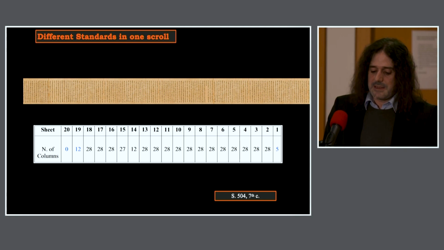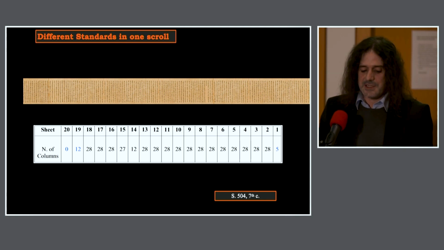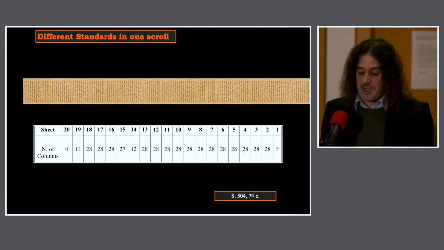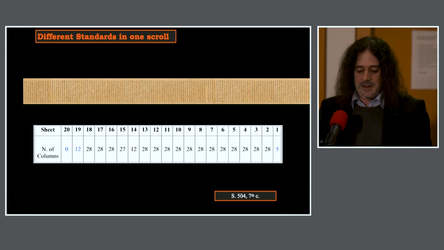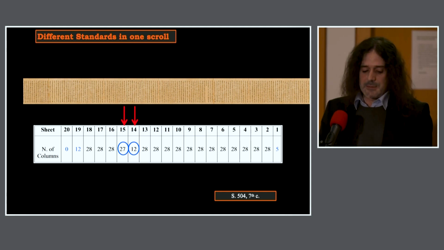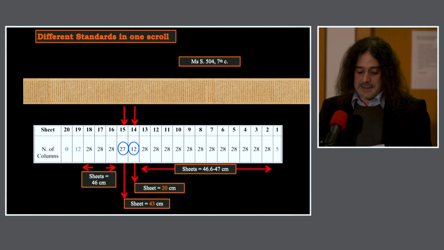If we take a look at the anatomy of this manuscript, we can see some interesting things that catch our attention. The standard for the number of columns per sheet is easy to identify, 28 columns. We do not need to consider the first and the last sheets because they are always different from the others for obvious reasons. On the other hand, there would seem to be something odd at one point. Sheet number 14 contains only 12 columns, and sheet number 15 only 27. So just looking at these figures, it is clear that there is a problem at this point of the manuscript.